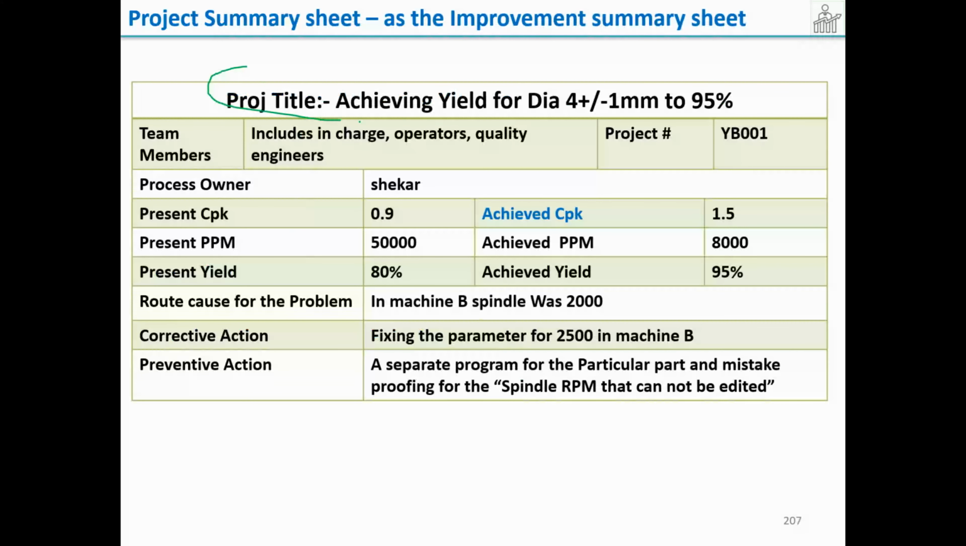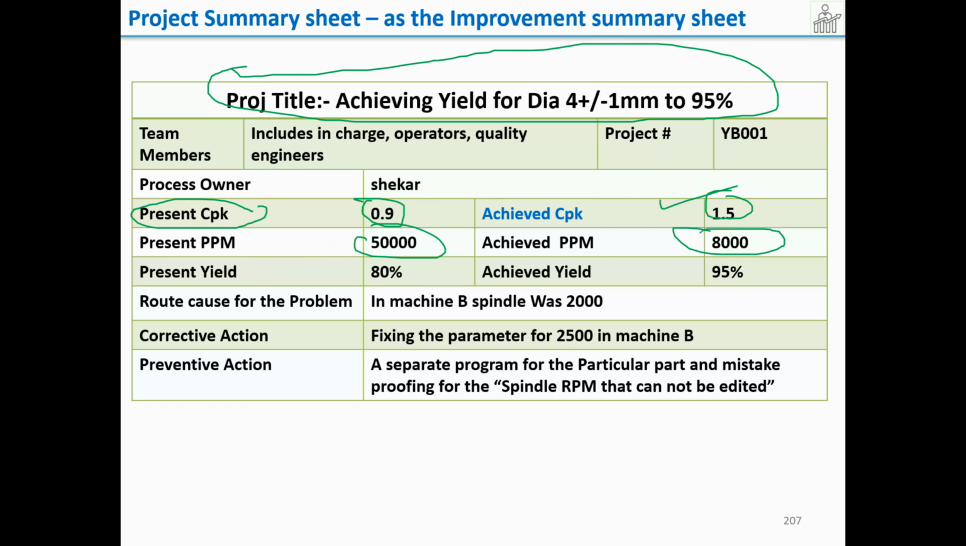Then after improving, we'll complete the project charter. In that case, CPK was 0.9, now it is 1.5. It has been improved by the actions. Then the present PPM is 50,000, now it is only 8,000, so it has reduced. Previous yield is 80%, achieved is 95%.